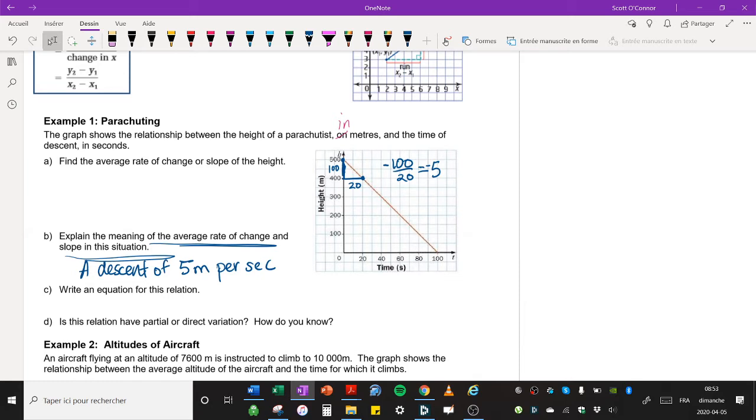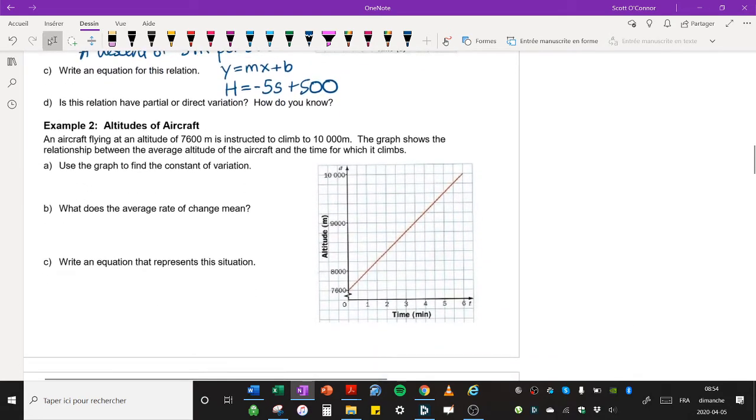This is write an equation for this relation. Again, start off by thinking to yourself, y equals mx plus b. What is the dependent variable in this case? It is, again, height. What is the slope? We found the slope was negative 5. What is the independent variable? It's s for seconds. What is the initial value? The initial value is also the y-intercept. It's where the line connects with the y-axis. In this case, it's 500. So here is our equation.